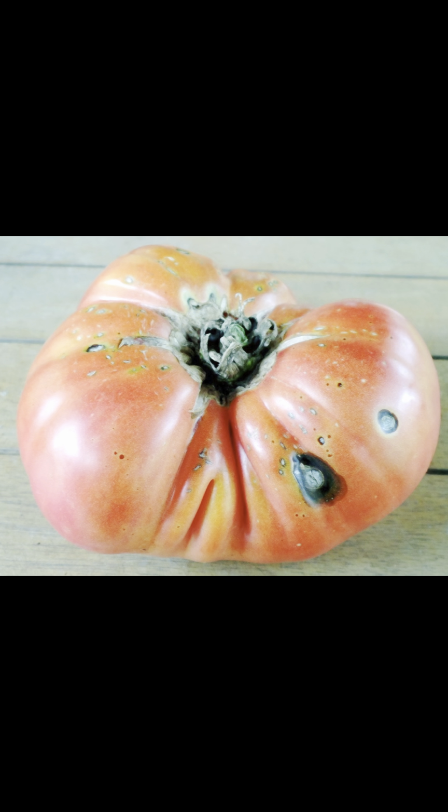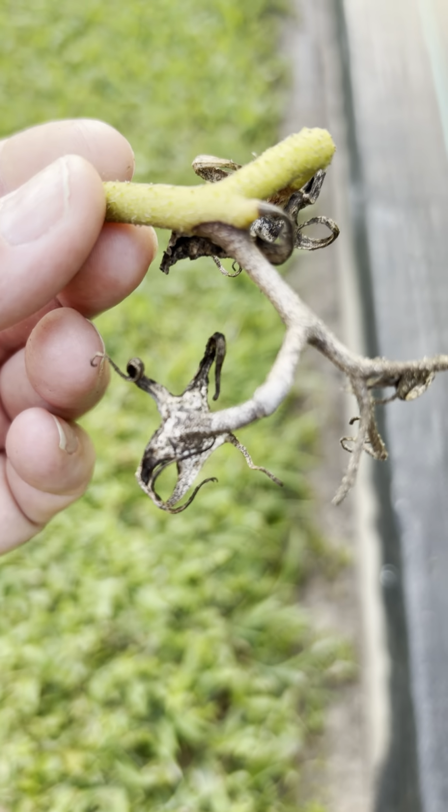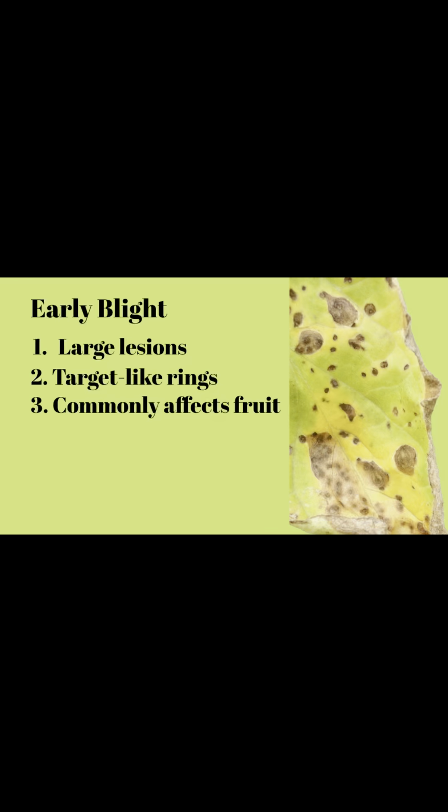Usually the stem lesions look the same as the lesions that you see on the leaves. Large, dark, sunken lesions often develop near the stem end of the tomato. And notice this blackened fruit stem with white mold beginning to develop. That's another clue many gardeners overlook. Early blight usually starts on the lower leaves and it'll spread its way upward during warm, humid weather. So your quick ID for this one is large lesions with target-like rings, commonly affects fruit.